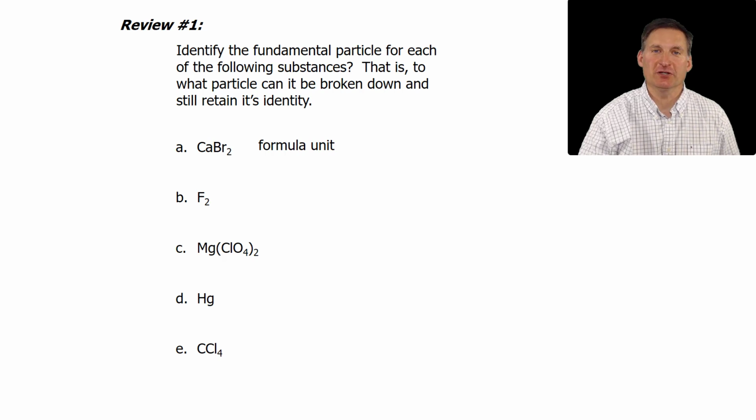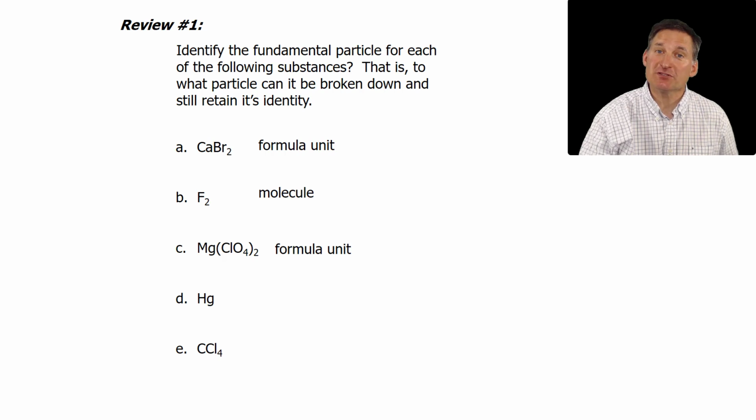A is a formula unit because it's ionic. We know it's ionic because it has a metal bonded to a nonmetal. B exists as molecules. Even though it's only an element, it's diatomic and is therefore molecular. C we label formula unit because it's ionic.